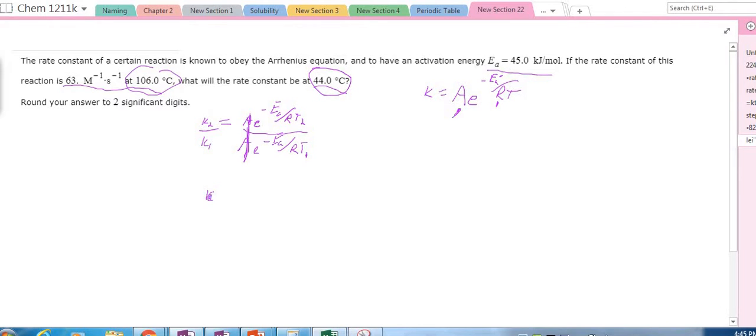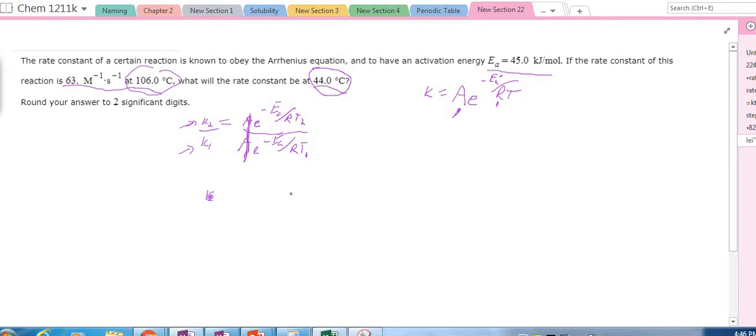So let's just look at this real quick before I write this down. I don't know what K2 is. That's the rate constant at 44 degrees C. I am given a rate constant at 106, and that'll be my K1. I know what the activation energy is, I know what R is, and I know what T2 and T1 are. So now I just have the one unknown.